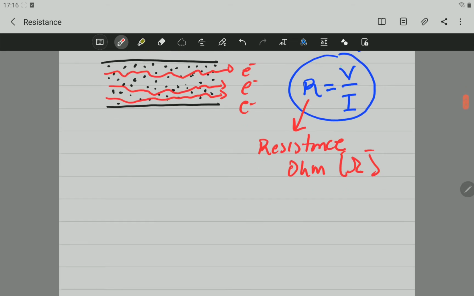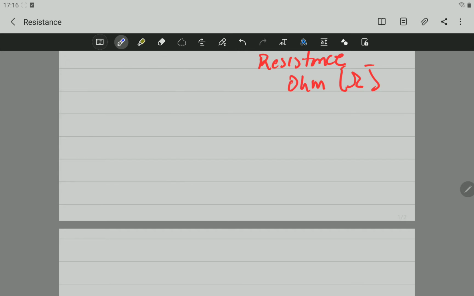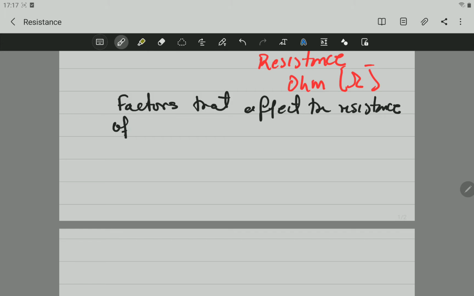Now, there are many factors that affect the resistance of a resistor. Remember, there are substances that don't have much resistance, but most of them have resistance, and there are factors that affect the resistance of a resistor. So we are going to name the factors and explain a little bit of each of them. So let's go to the factors that affect the resistance of a resistor.